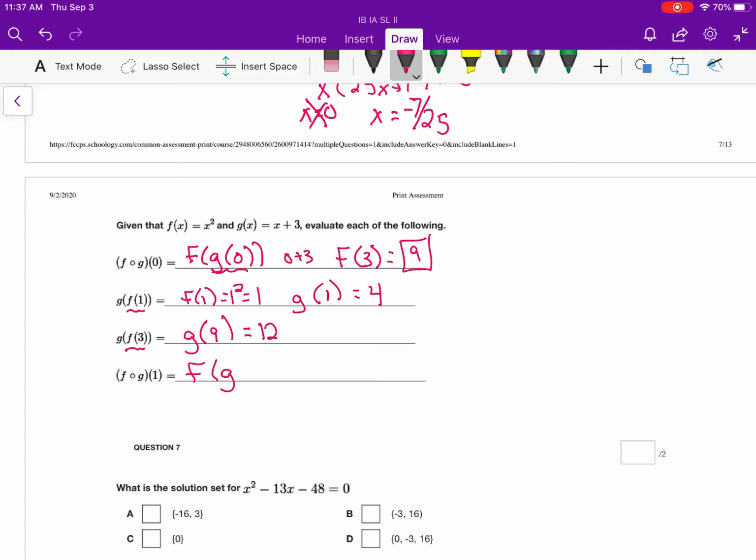This means f of g of 1. So g of 1 is 4. So then find f of 4, which is 16.